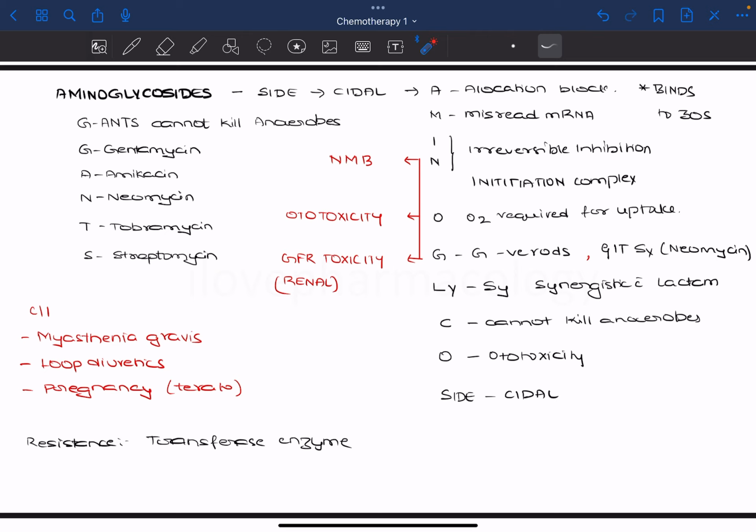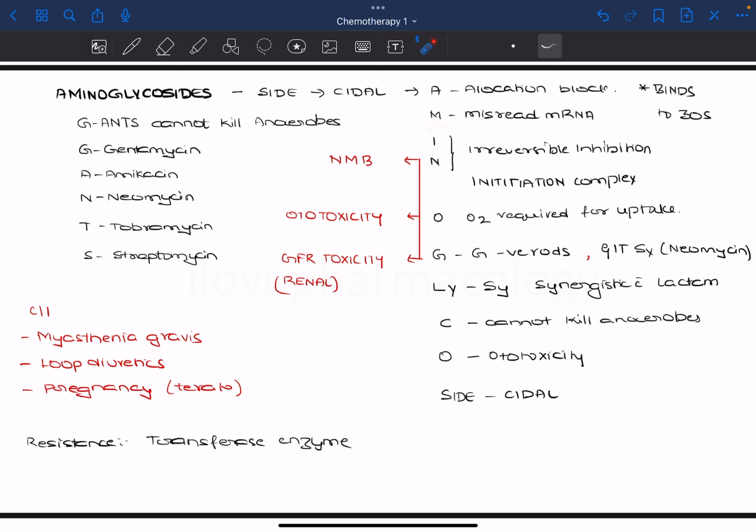So let's see the mechanism of action of aminoglycosides. Aminoglycosides will bind to the 30S ribosomal subunit. Then it has three important mechanisms, which can be remembered as: it blocks the translocation of the peptide chain. So A stands for translocation block.